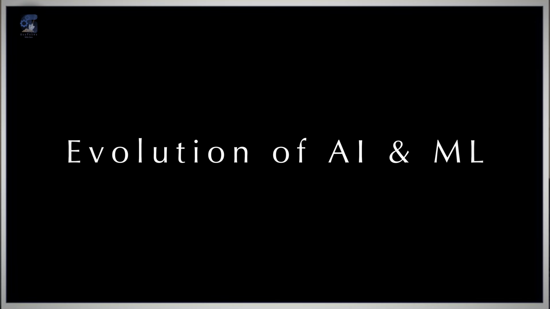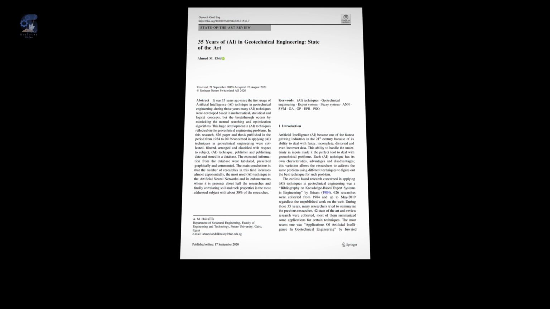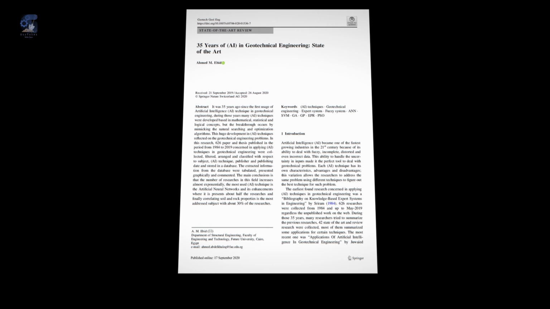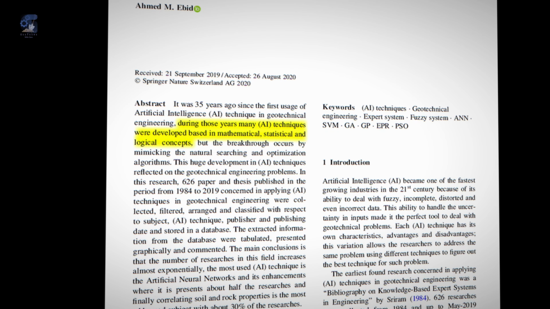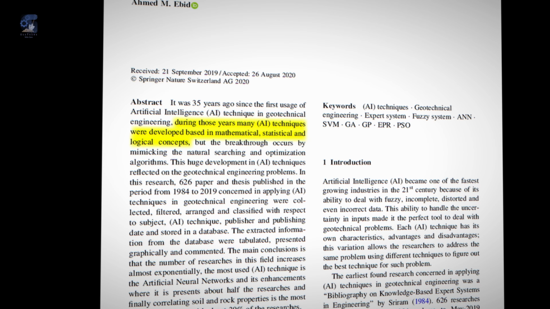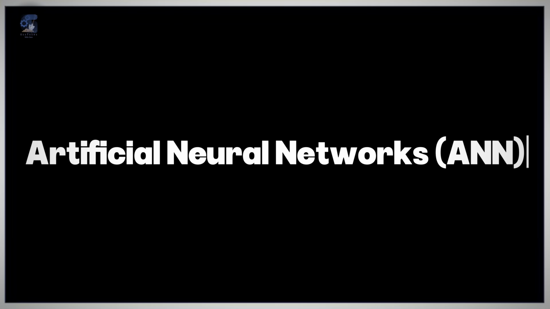Research on artificial intelligence and machine learning in geotechnical engineering is not a recent phenomenon. The history spans more than three decades, evolving from early simple systems to sophisticated data-driven deep learning models. The early systems back in the 1980s focused on replicating human decision-making using mathematical, statistical, and logical concepts. Then, the early 90s marked the emergence of artificial neural networks as a transformative tool in geotechnics.